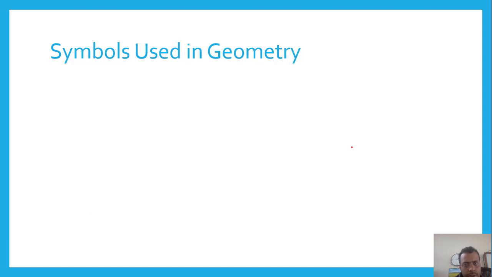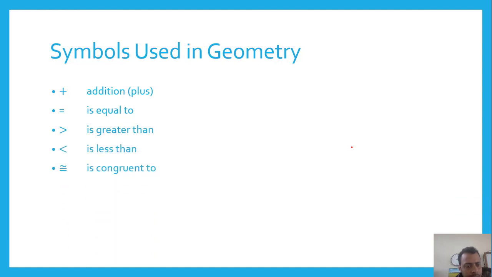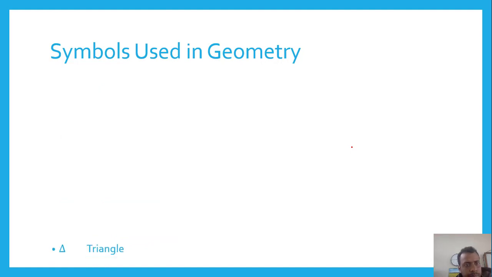Symbols that are used in geometry. Here is the addition sign. You can see the equal sign, and this sign is called greater than. This sign is called less than. This sign is called congruent to. This sign is called parallel to. This sign is angle. This sign is called is perpendicular to, and this is the triangle sign. This is the circle sign. This is the therefore sign, and this sign is called because, or since.